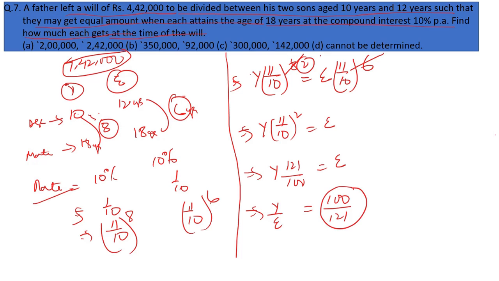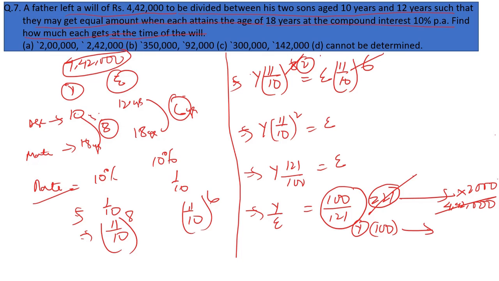The total between them is 221. This 221 unit is 4,42,000. The question is given, so 221 to 442000 means each unit is 2,000. So the younger son has 100 units, so 100 will be 2,00,000. Then the elder son will be 121 units, so 121 into 2,000 is 2,42,000. So option A is the correct answer, friends.